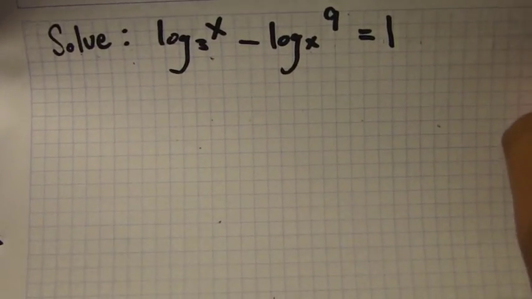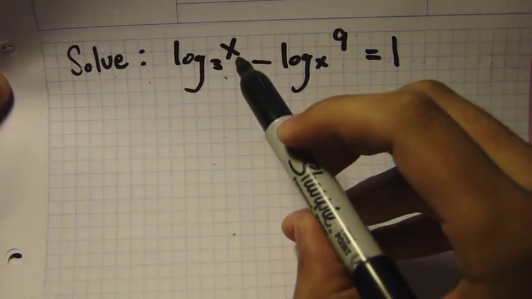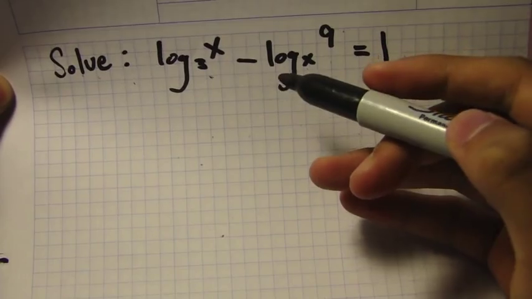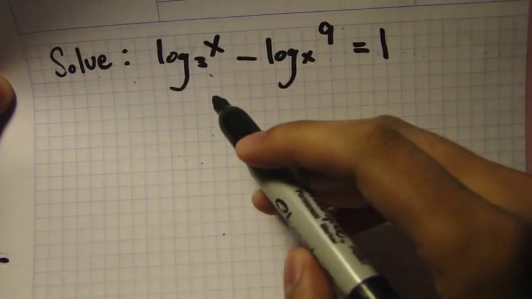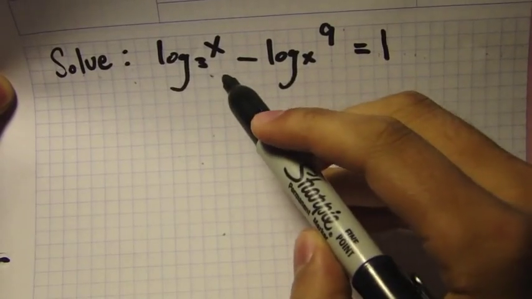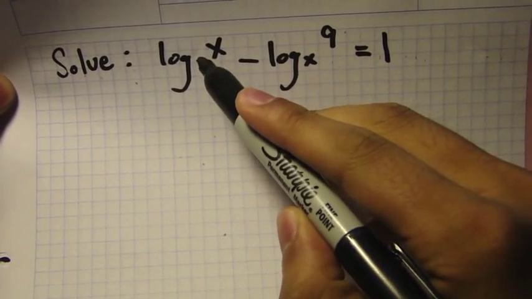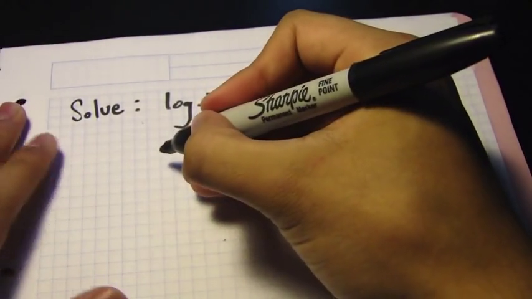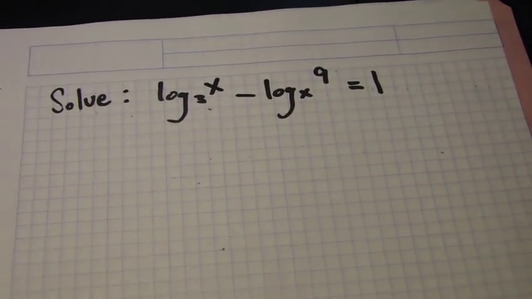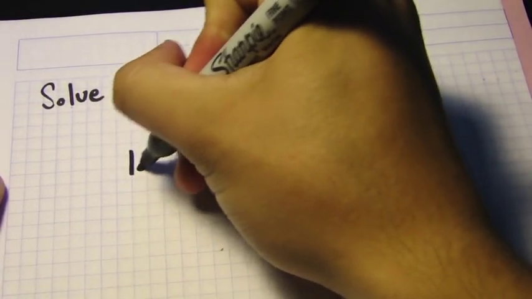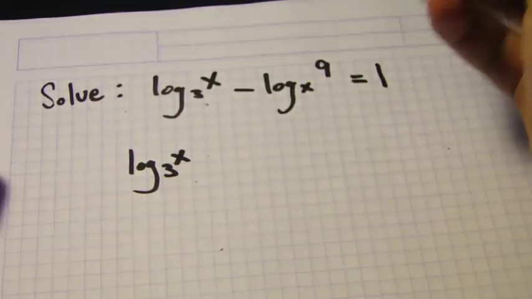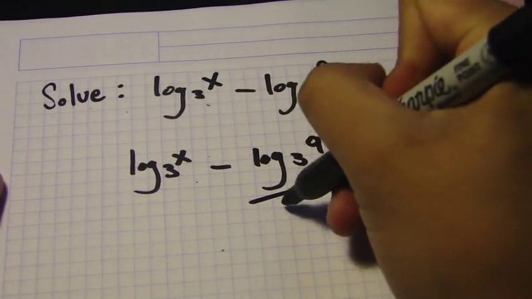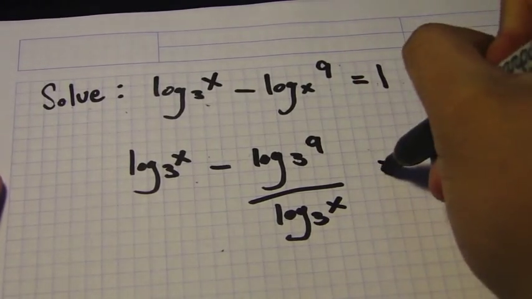So let's do it. The first thing here, you can see we don't have the same base, so the first step for this question is to actually get a common base, and for this one we're gonna get the common base of 3. So we write right here, hold on, zoom in a bit. So log base 3 of x minus log base 9 over log base 3 of x equals 1.